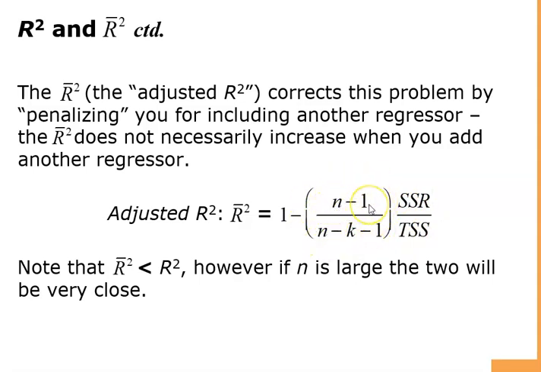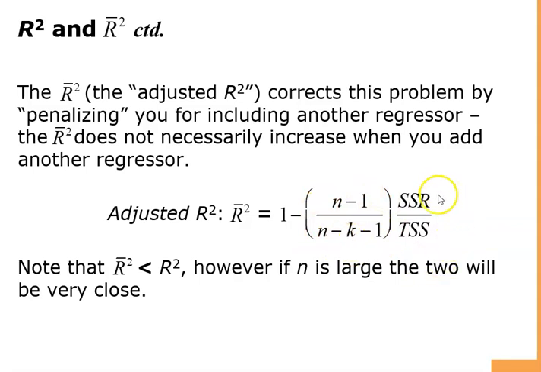So n minus 1 will remain the same, but n minus k minus 1, k is the number of regressors. So let's suppose you add another regressor. It would mean that the denominator over here will actually decrease, sorry. So when the denominator will decrease and the numerator remains the same, it would mean that this fraction will actually increase overall when we add another regressor.